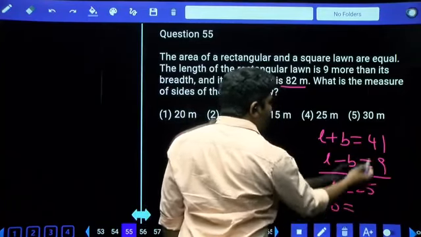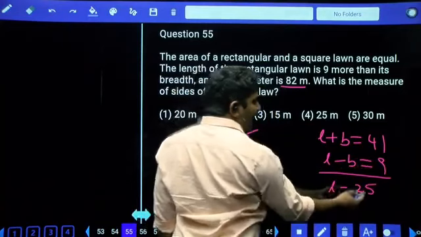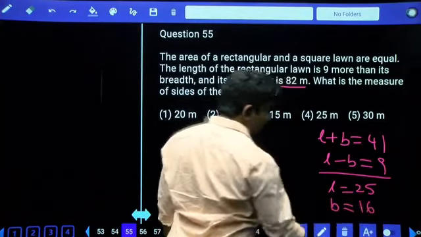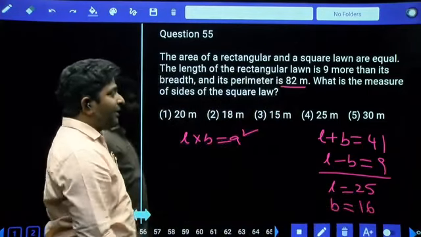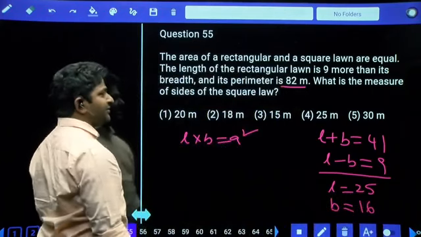Then breadth is equal to difference divided by 2. Otherwise, if you subtract 9 from this number, that will be 16. Now, length and breadth we have. What is the measure of the sides of the square lawn?